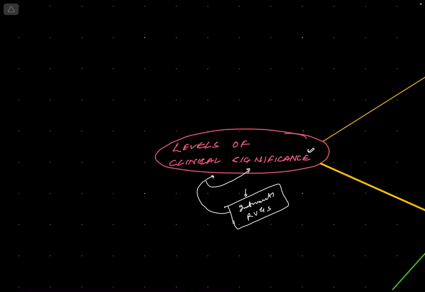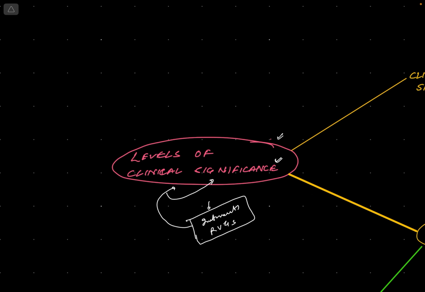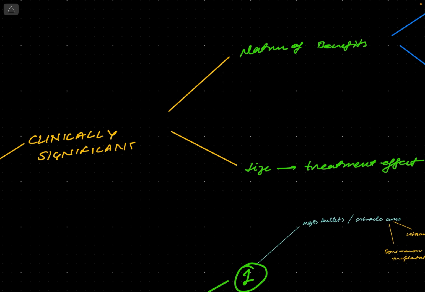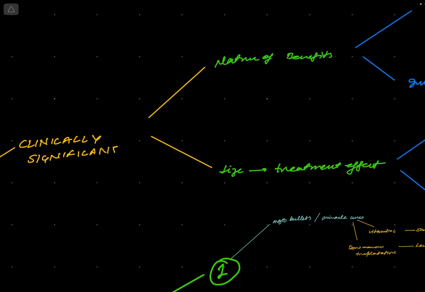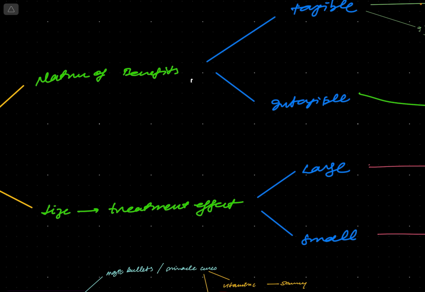Okay, now this is very important from a dental point of view, especially when we've been talking about periodontology. This is a very important topic. Now, coming to the clinically significant part, anything that is clinically significant, we can basically divide into two types. Okay, first thing is nature of the benefit. Nature of the benefit, that is tangible or intangible.